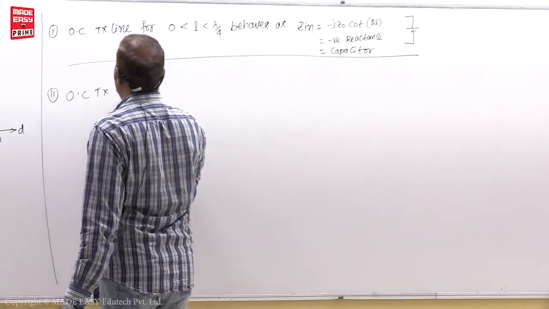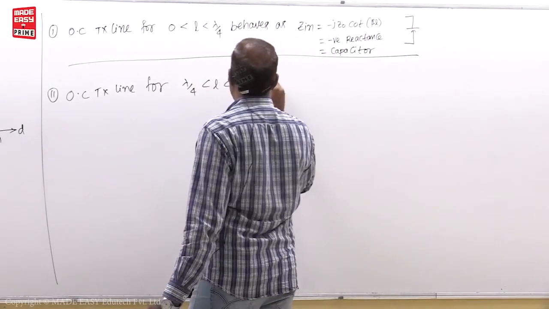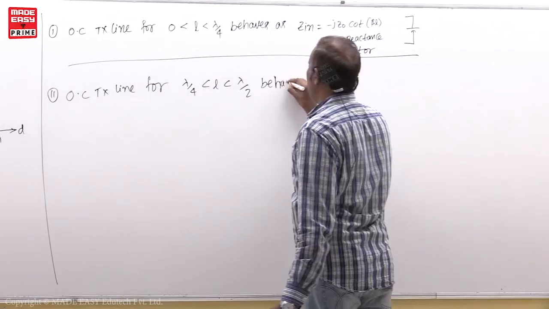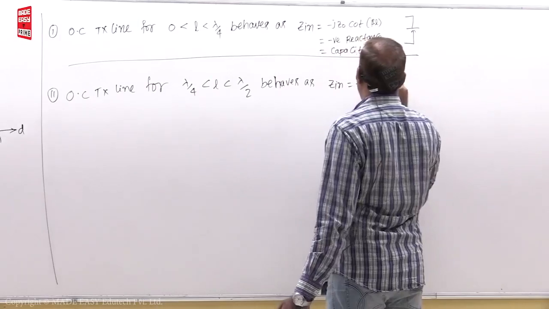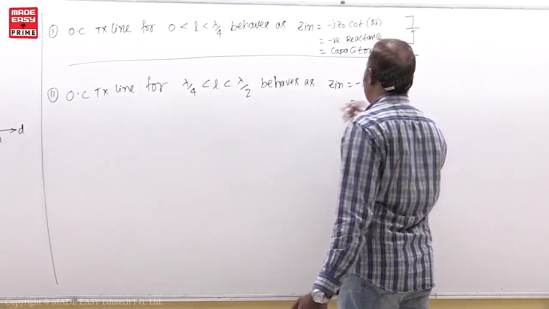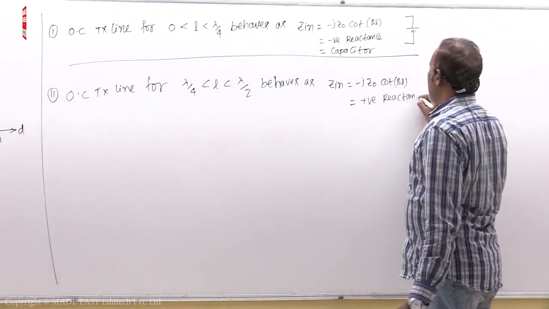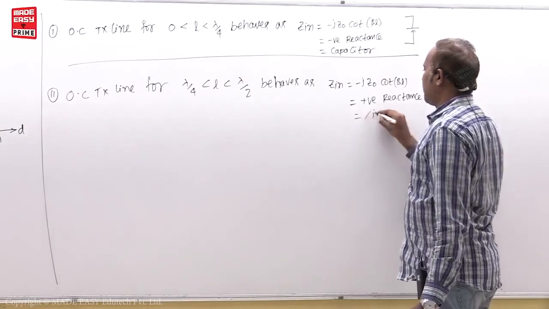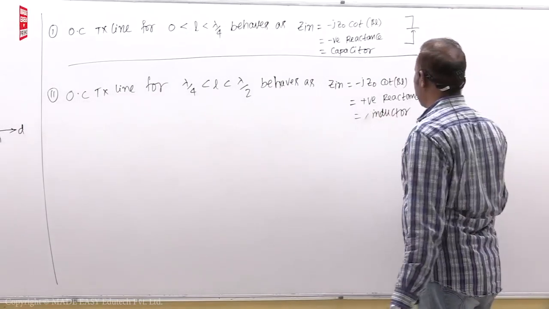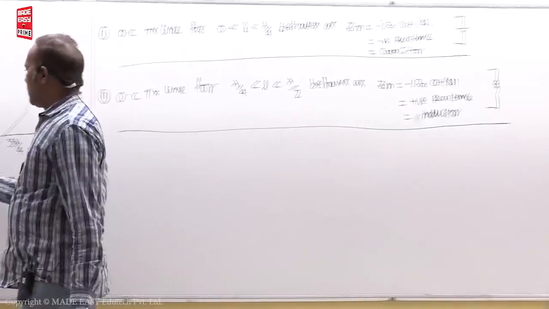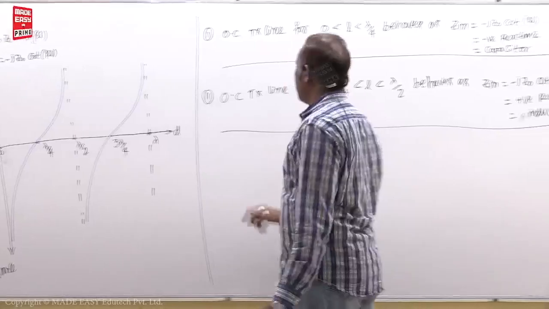Second question. Open circuit transmission line for lambda by 4 to lambda by 2 distance behaves as, of course Zin is this one formula, cot beta L. That means it is a positive reactance, that is an inductor. That is, it behaves like an inductor. That is the answer. Okay, you can see here. This is positive reactance, lambda by 4 to lambda by 2.